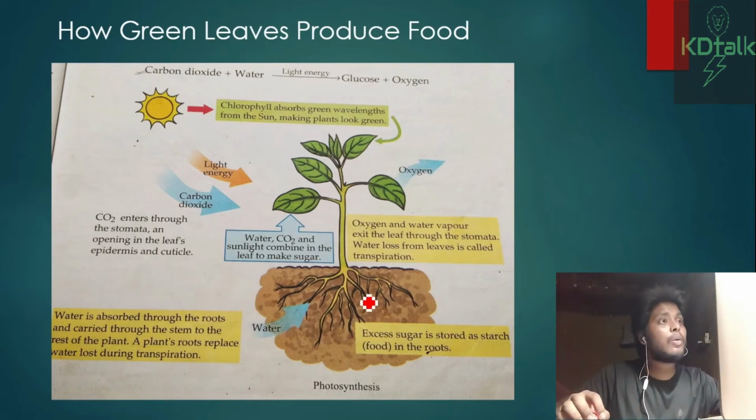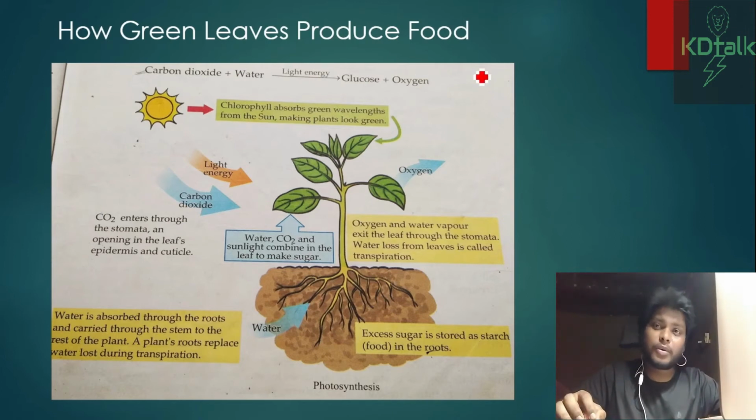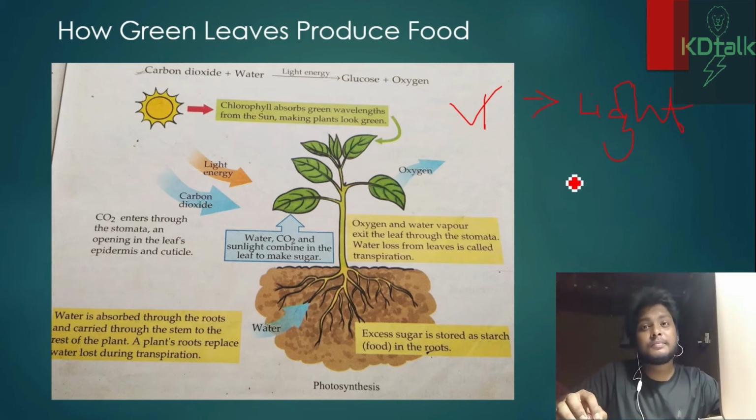How green leaves produce food. I have told it before. The plant produces food through the process of photosynthesis. If we break down the term photosynthesis, photo means light.